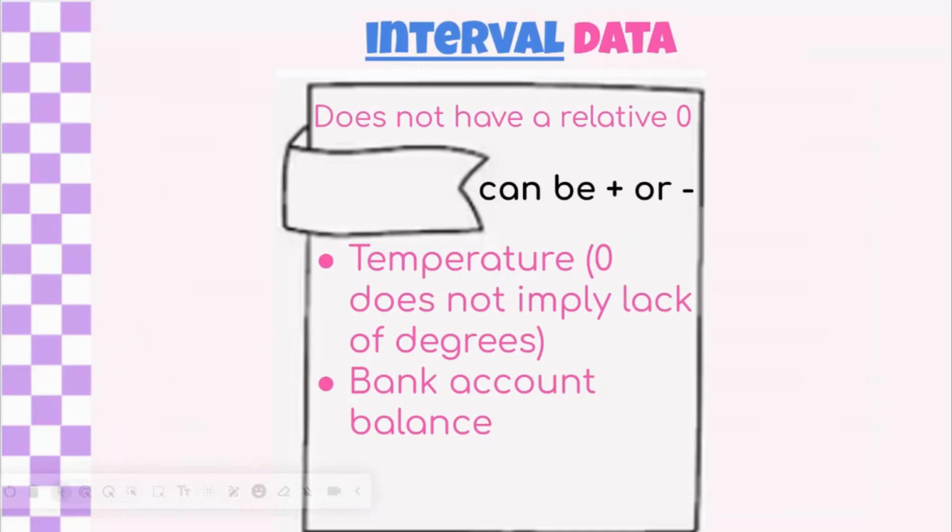Other things that can be an interval are going to be dates. For example, the distance on the calendar from January 1st to January 15th is the same distance on the calendar as from March 1st to March 15th. It's still the same number of days, so that's also interval data.